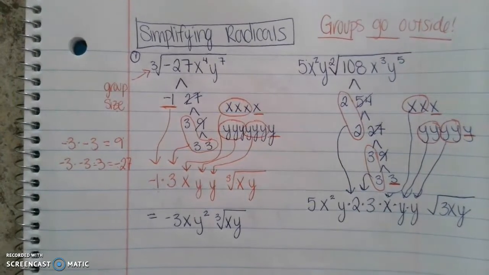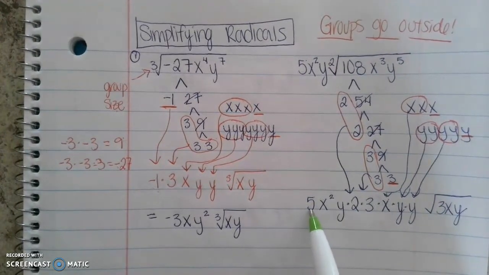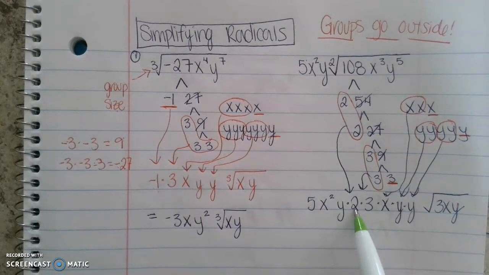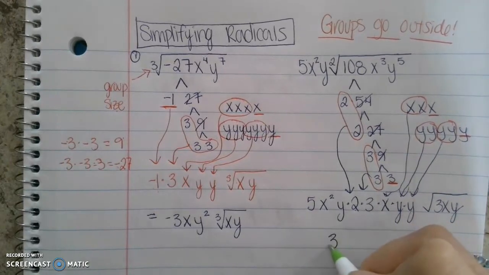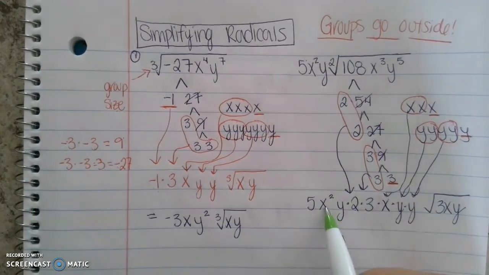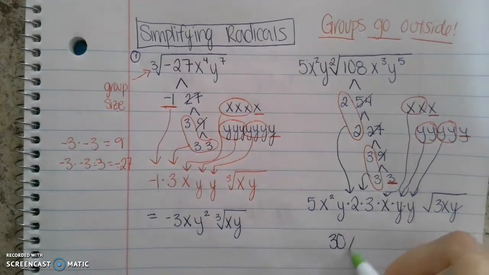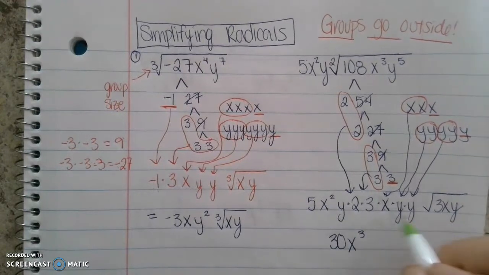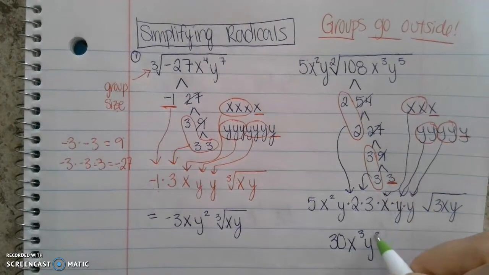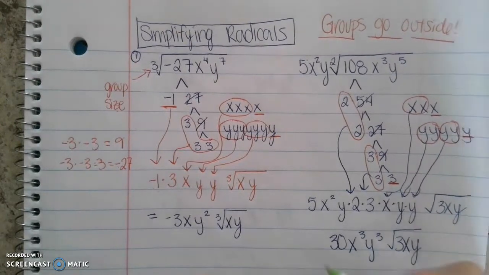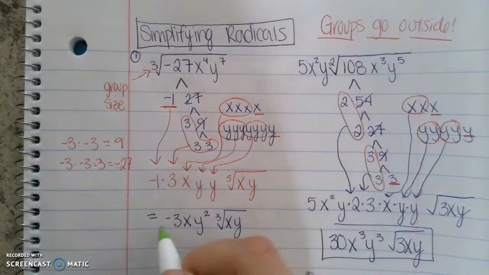When we simplify this completely here, I can go ahead and multiply. 5 times 2 would get me 10, times 3 would get me 30. X squared times x will get me x to the third, and I have y to the third here, square root of 3xy. So this would be my final answer.